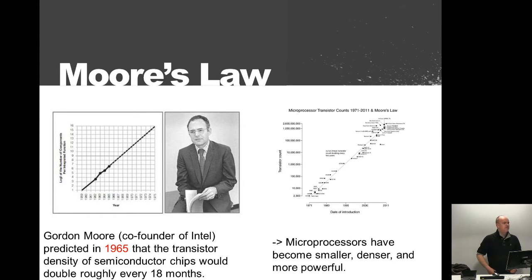And it's still true. That's a remarkable feat in technology, to be able to predict things even 50 years later. The number of transistors is still doubling every 18 months. You can see the curve is fitting the different data points quite well.